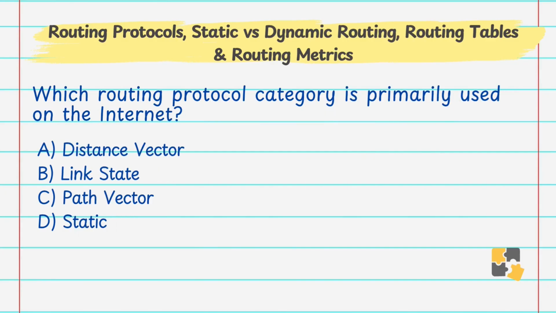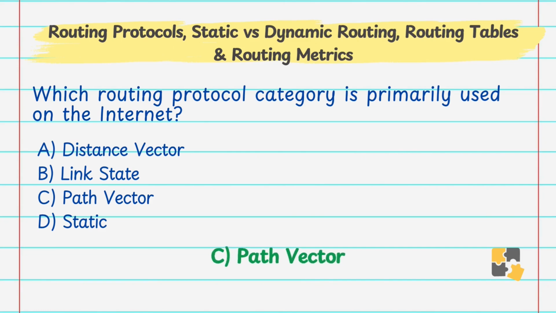Which routing protocol category is primarily used on the internet? A. Distance vector, B. Link state, C. Path vector, D. Static. Answer is C. Path vector. BGP, a path vector protocol, is the standard routing protocol used between autonomous systems on the internet. That's why our answer is C.